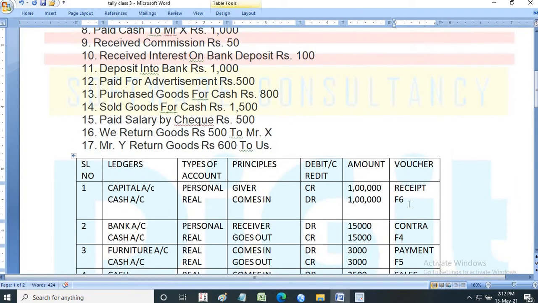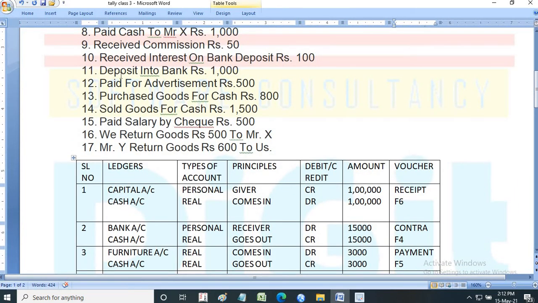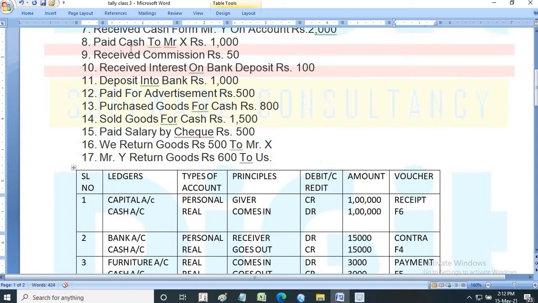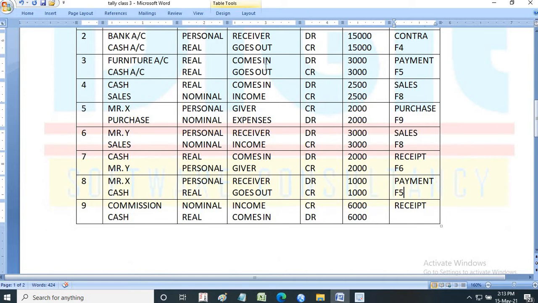Next, number 9 is this: receive commission rupees 50.